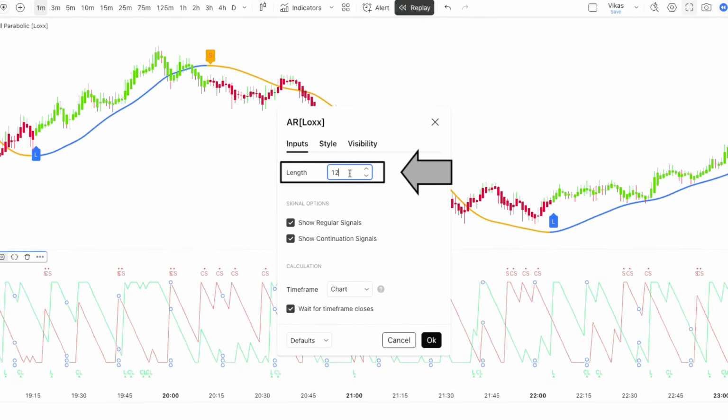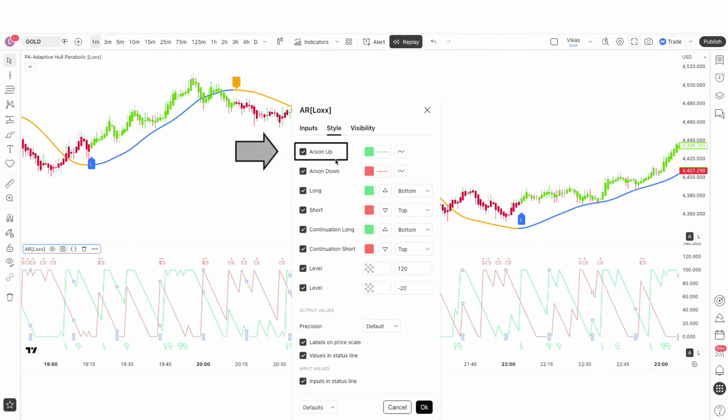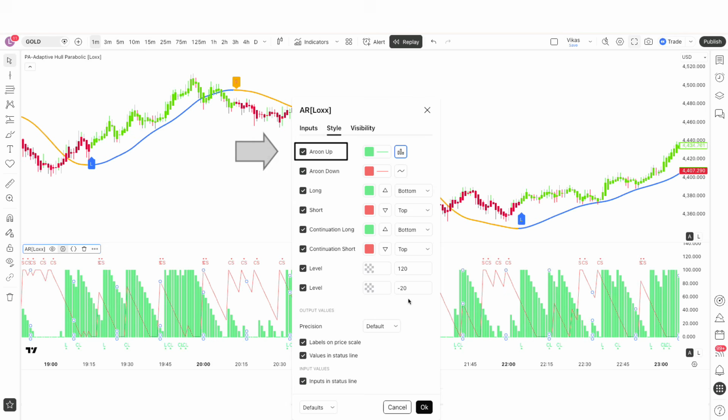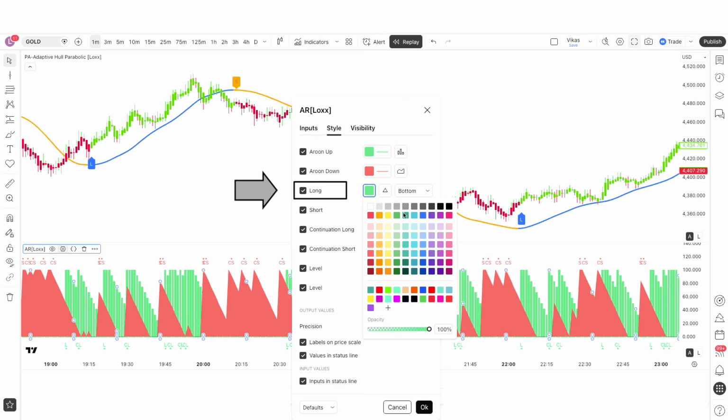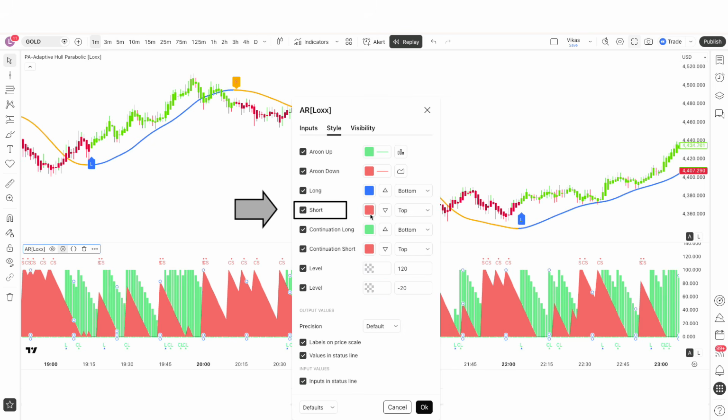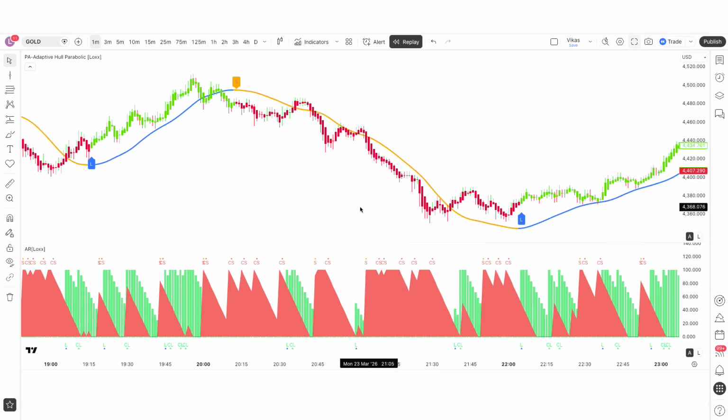We change length 14 to 12. After that, change Aroon up, line to columns. After that, change Aroon down, line to area. After that, change long color, green to blue. After that, change short color, red to orange. And here everything is fine after that. Click OK. Now our setup is ready.